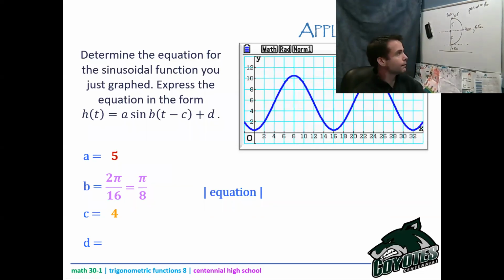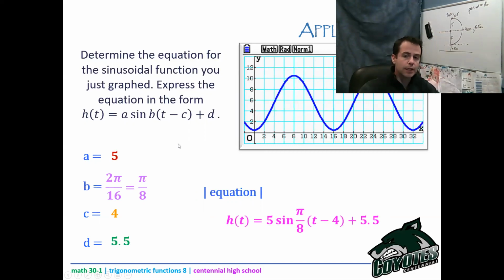And then lastly, D we've already talked about. D ends up being the distance from the center, sometimes that's called the hub, the center of the Ferris wheel, down to the bottom, which is going to give me that 5.5. So when I put it all into an equation, my equation ends up being h of t equals 5 sine of pi over 8 times t minus 4 plus 5.5. If you'd like to have that in another set of brackets there too, so you can see the double factors or the double brackets there, that's great too.